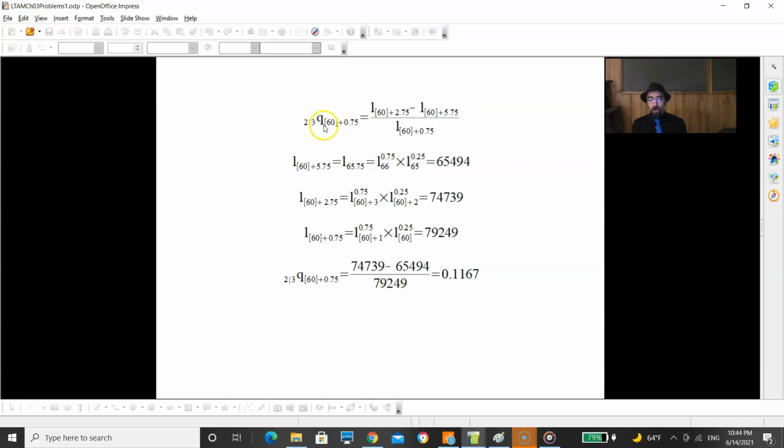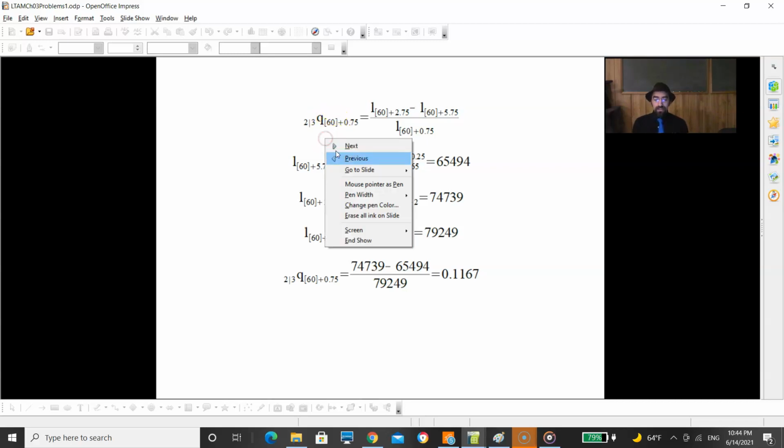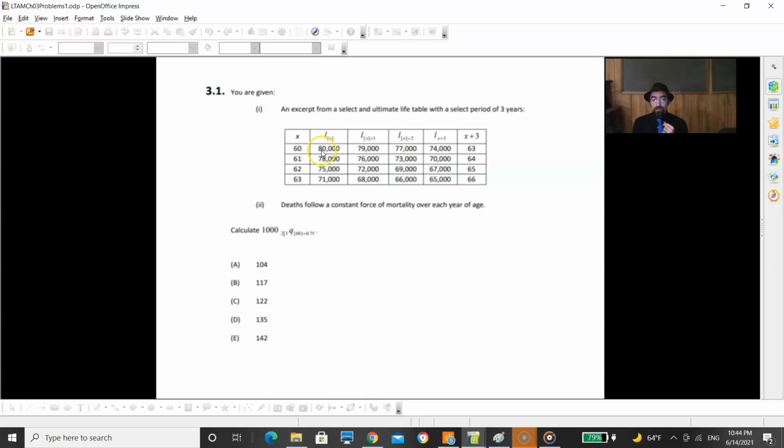You also know that when you're selecting at age 60, for 60.75, you're looking at somewhere between this 80,000 and this 79,000. For 62.75, you're still looking at the selected at 60 line. So you're looking between 77,000 and 74,000. And for 65.75, you're looking at something between 67,000 and 65,000.